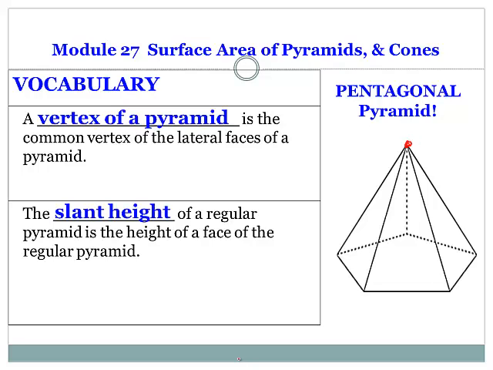The slant height. This is something that some students have a little bit of trouble with, especially when it's on a two-dimensional surface, because it's a three-dimensional figure represented on a two-dimensional surface. But the slant height of a regular pyramid is the height of a face of a regular pyramid, which means a face is going to be a triangle, right? And the height of the triangle is the line that's perpendicular from the vertex to the opposite side. We've gone over that before.